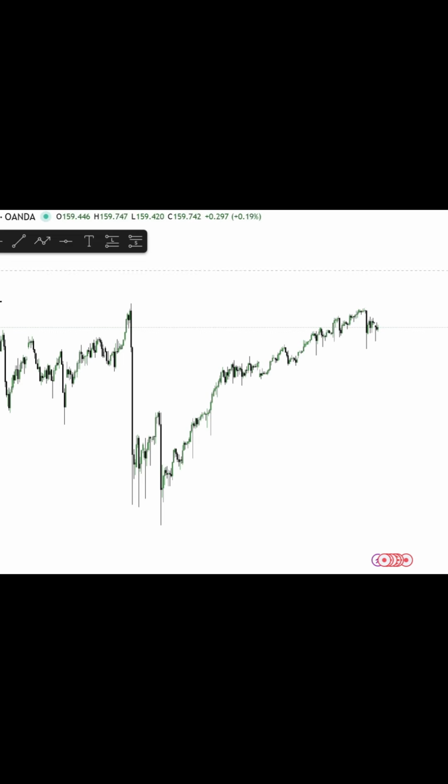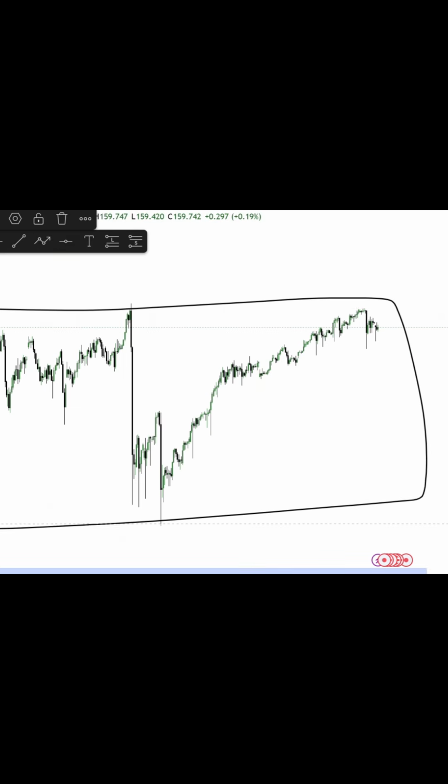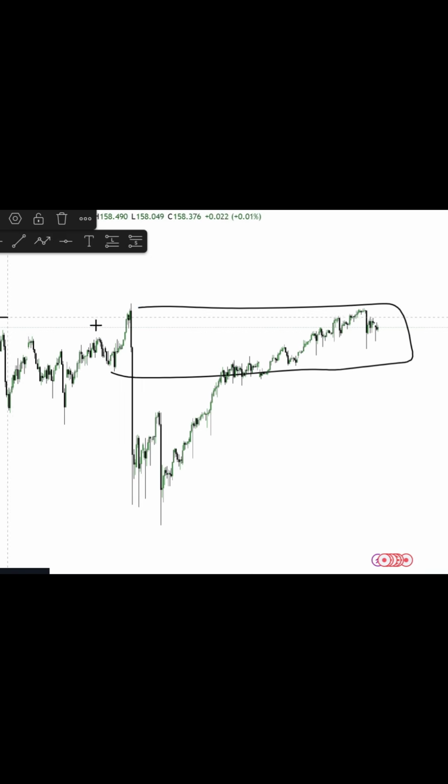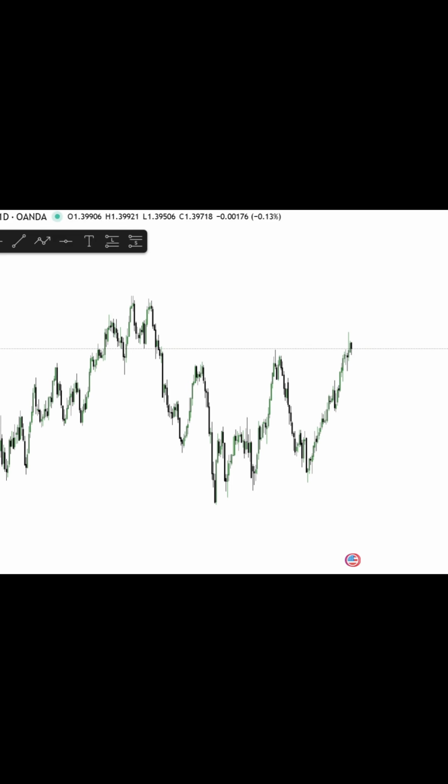Moving on to UJ, we can see that we're still just moving sideways within this overall box. We are still in this supply zone, which is very strong because it liquidated this high over here. We're also at intervention levels, so at any point in time, I'm still expecting this just to sell off in towards the downside. Finally, USD CAD.